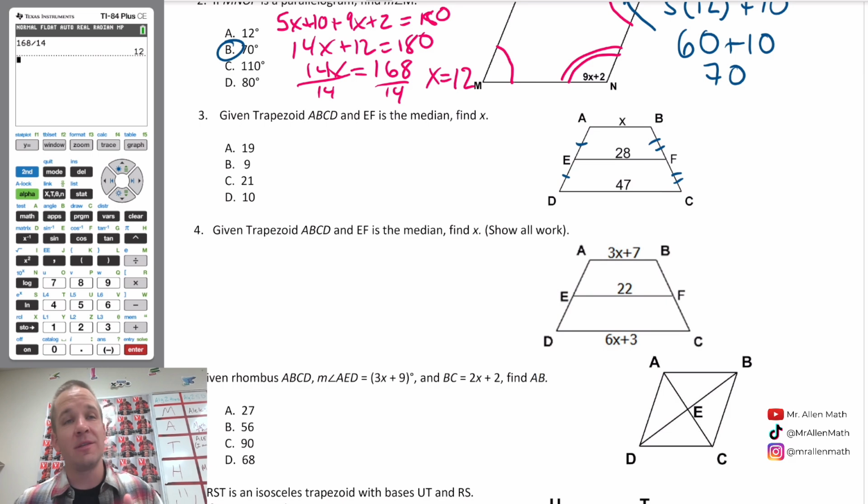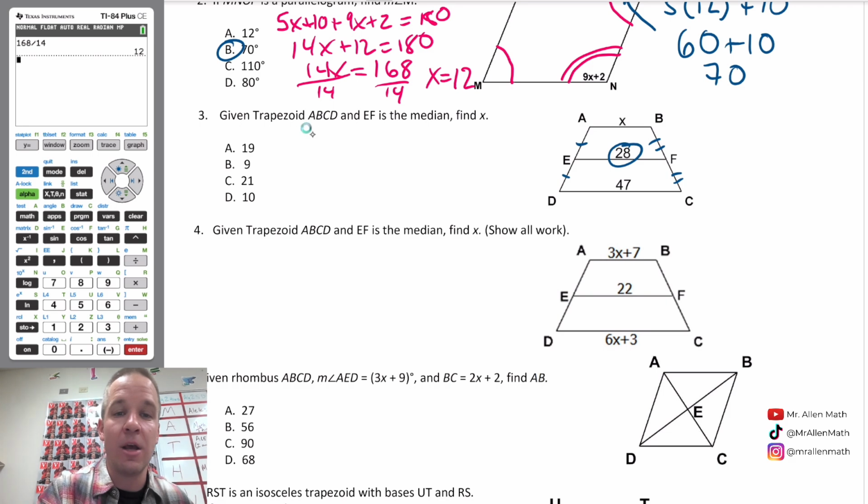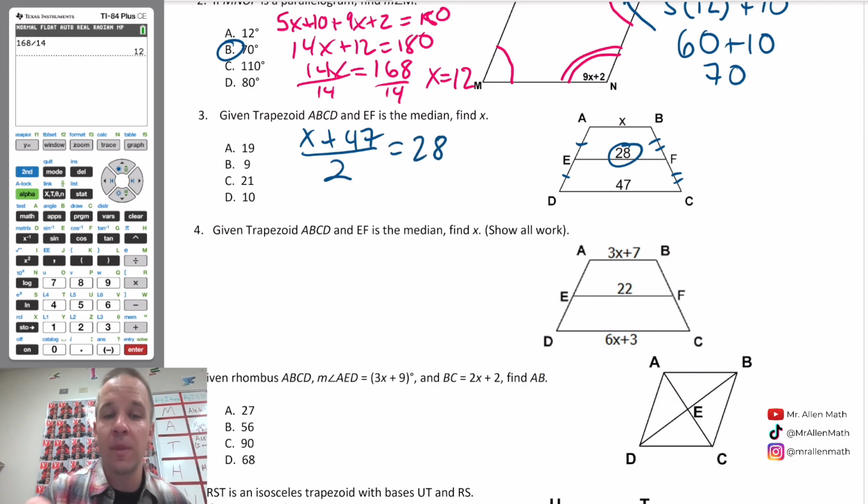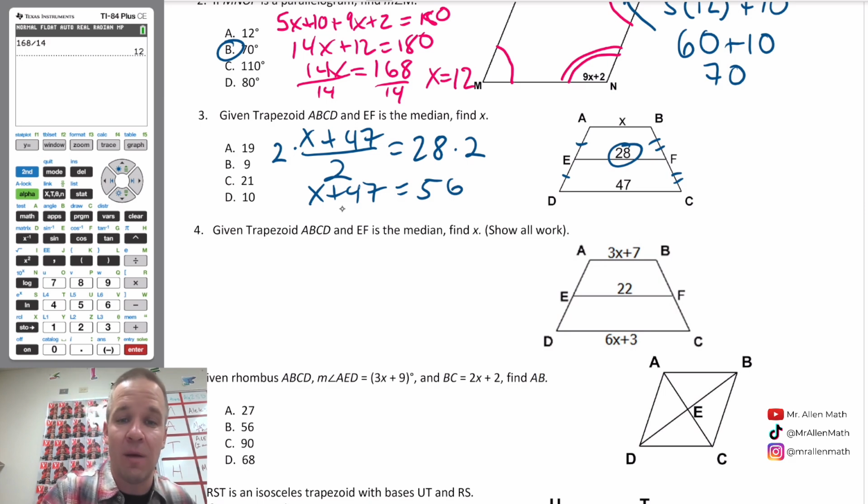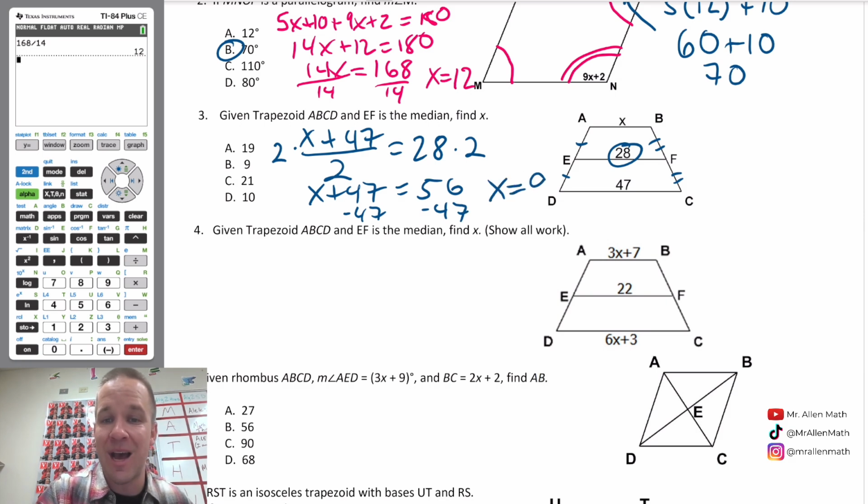But what that also tells me is that my upper base and my lower base, the X and the 47, if I add those two together and divide by 2, take the average of them, it's going to equal that 28. So I'm going to set up x plus 47 divided by 2 equals 28. So how are we going to solve this? Well, I'm going to multiply by 2 on both sides first, and I get x plus 47 equals 56. And then if I subtract 47 on both sides, I'm going to get x equals, what would that be, 9? Beautiful. Answer is B.